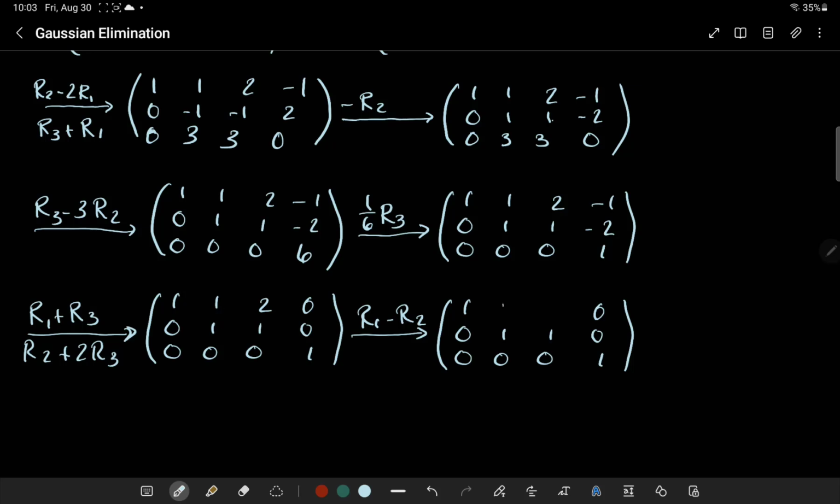1 minus 1, 0. That's what I wanted, 0 above the pivot. Let's make that 0 a little nicer. And then 2 minus 1, 1. And that right there is our reduced row echelon form for that matrix.